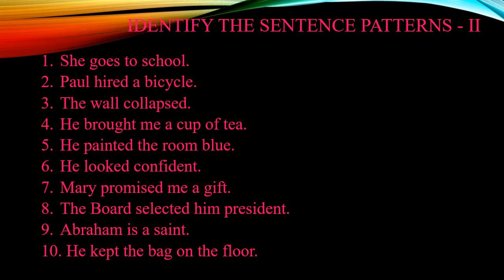The board selected him president. So the board is the subject here, selected is the verb, him is the object here, and president is an adjective which is being used to qualify him. That is, it is qualifying an object. So here president is the object complement. So the pattern in this sentence would be S plus P plus O plus OC.